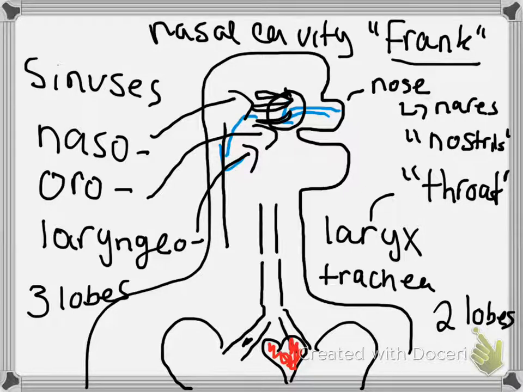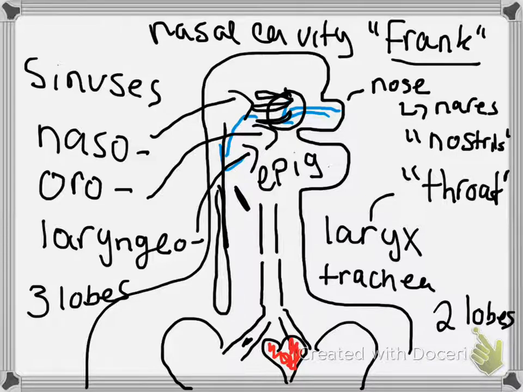Now I forgot one tiny structure that prevents debris from coming in. I'm going to draw the esophagus right here. And we all know that the esophagus is the passageway that leads to the stomach to continue digestion. But we have what's called the epiglottis, and that prevents any food going down into the larynx and into the trachea, and makes sure that only food goes down the esophagus.